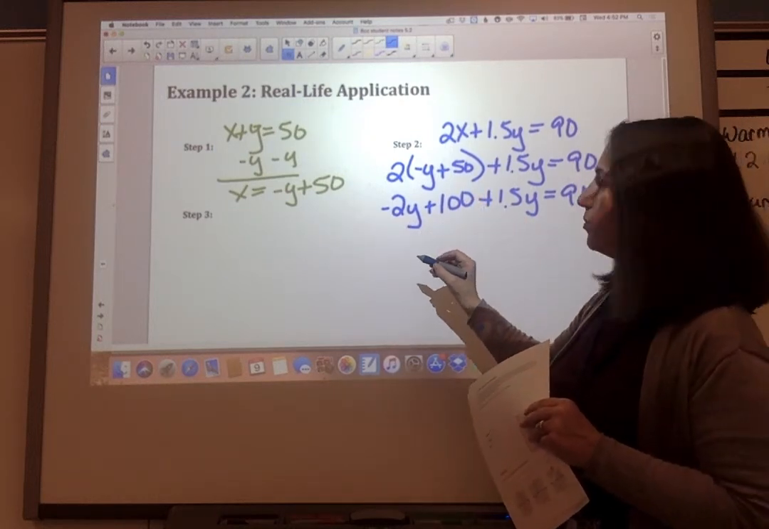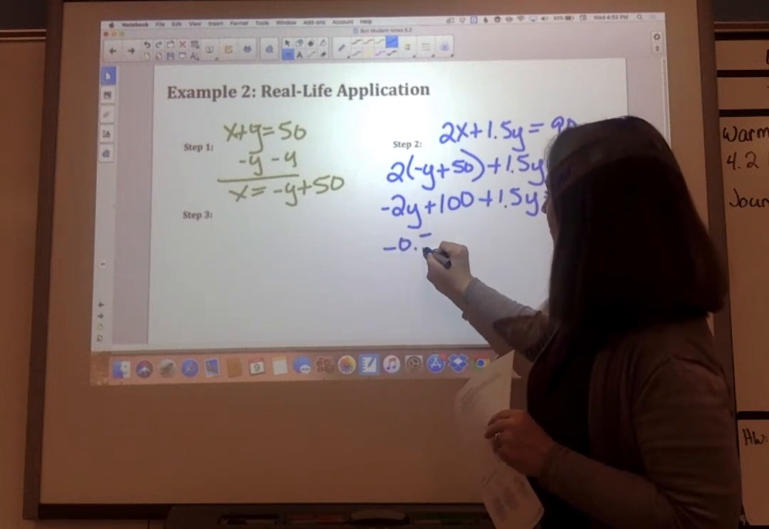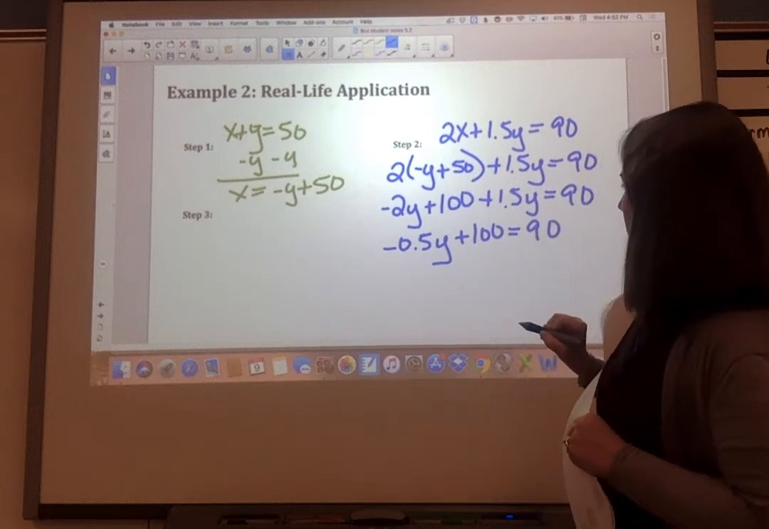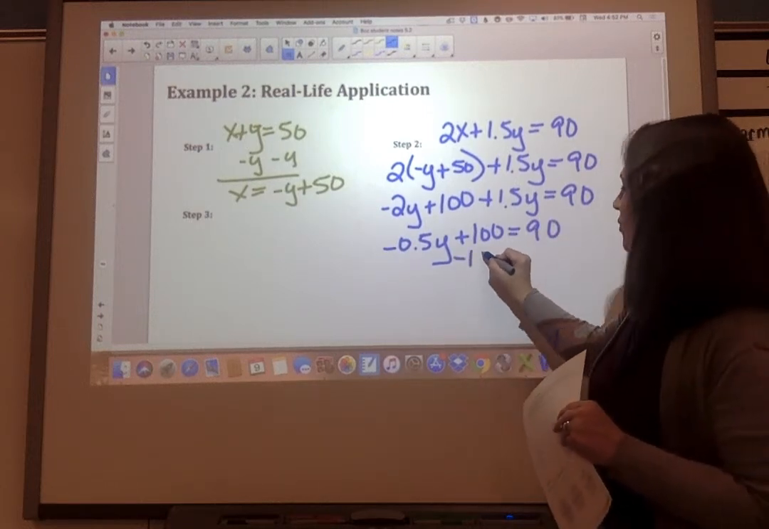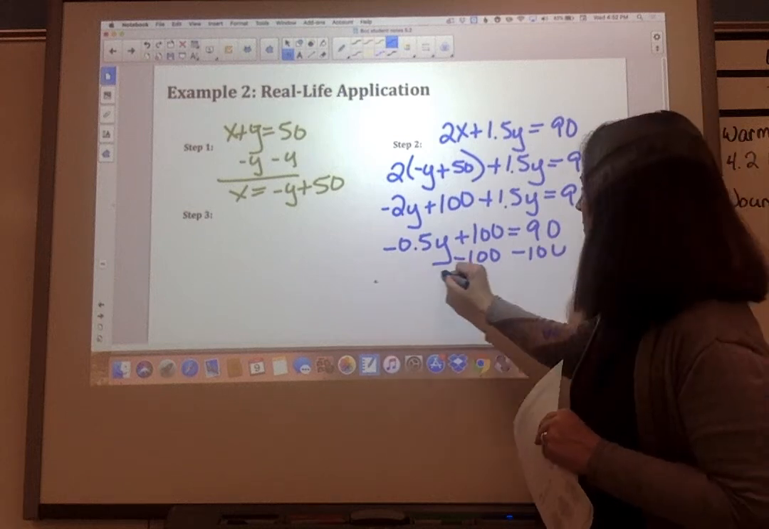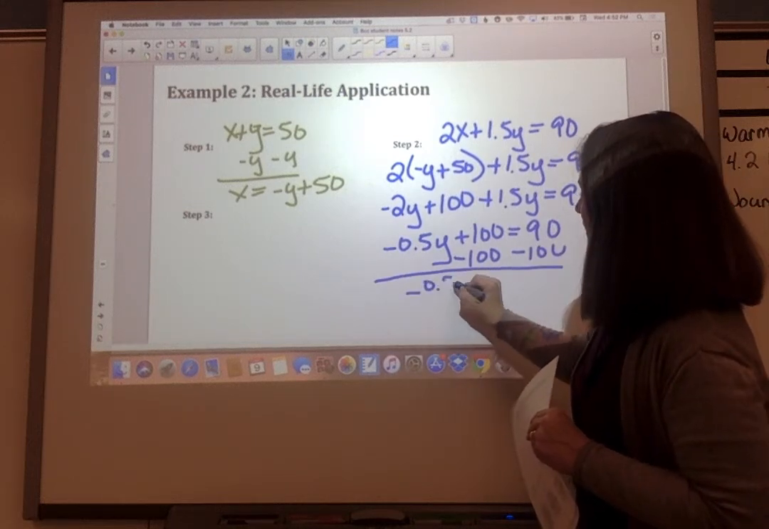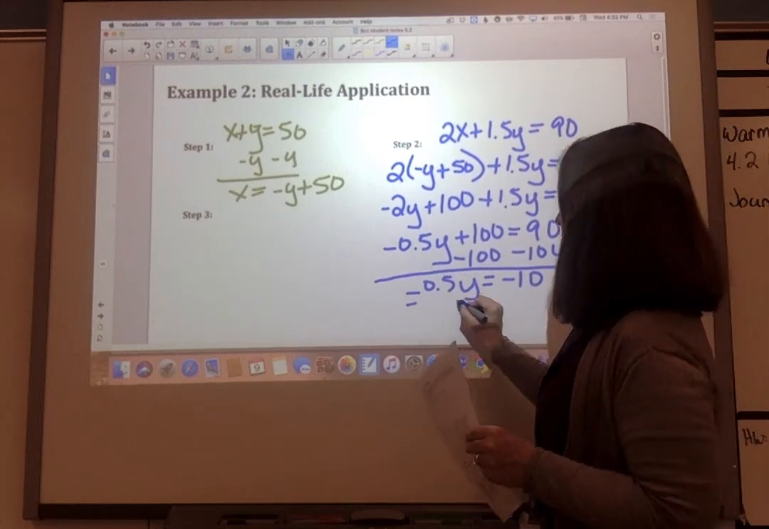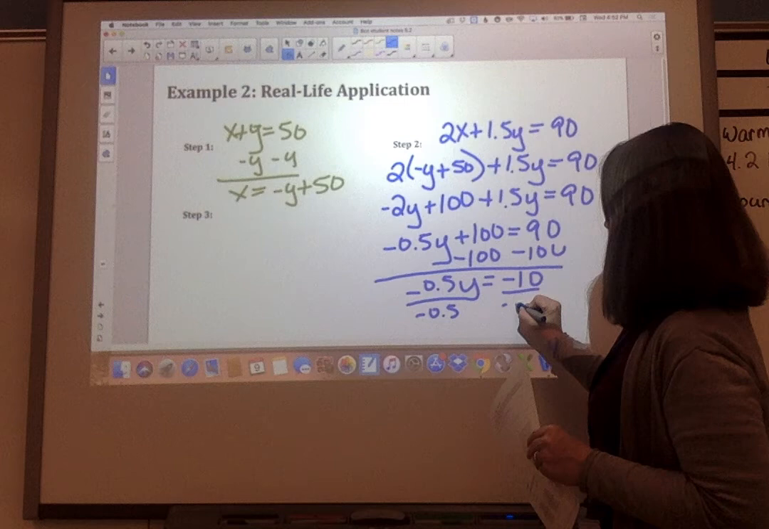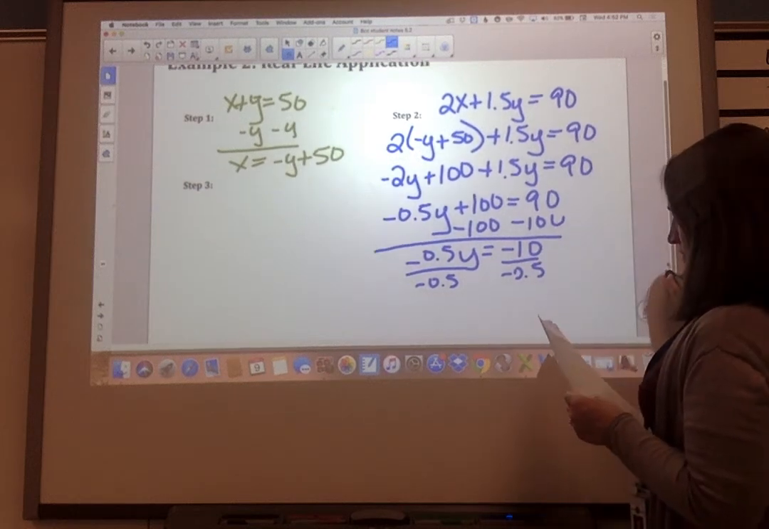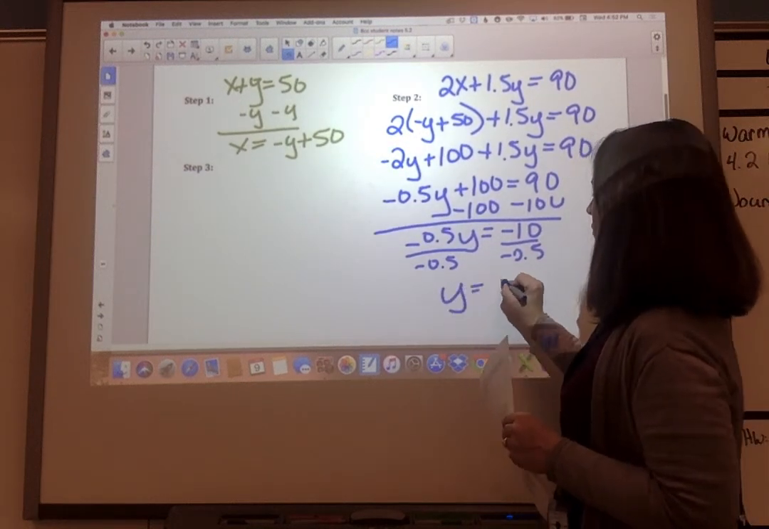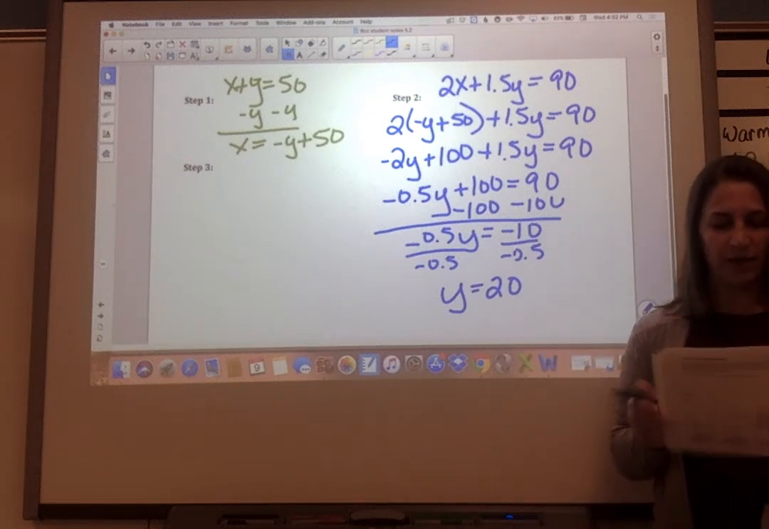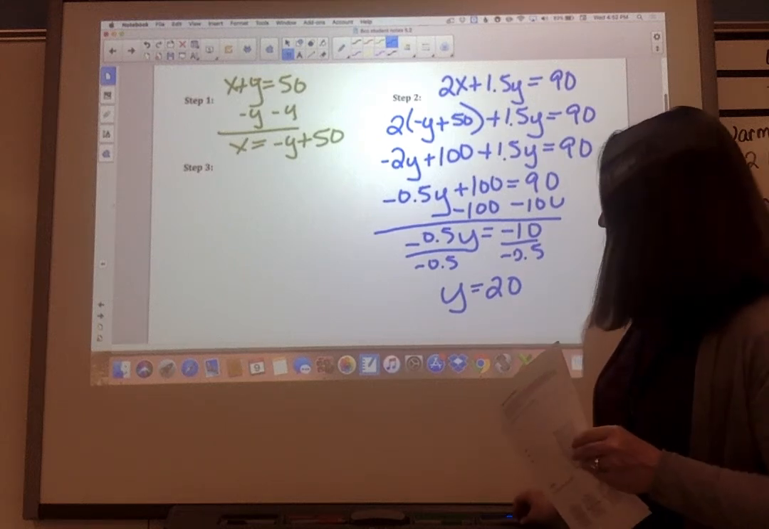Negative 2y plus 1.5y is negative 0.5y plus 100 equals 90. We'll subtract 100 from both sides. Negative 0.5y equals negative 10. We'll divide by negative 0.5. And we get y equals 20. Okay, so y is 20. That means our total number of veggie burgers is 20.